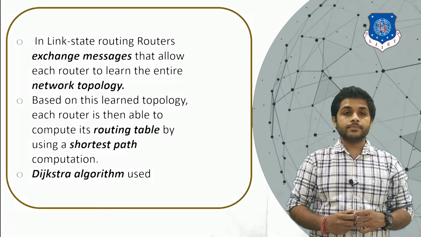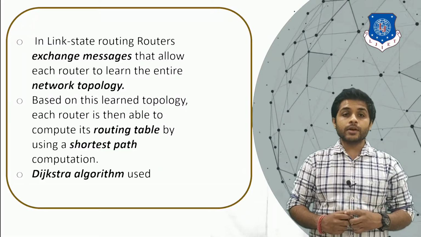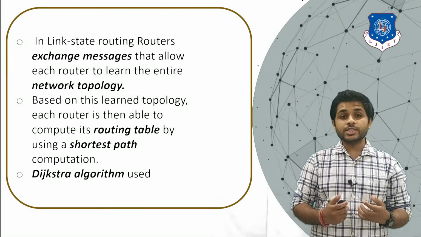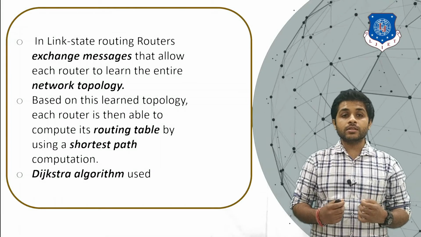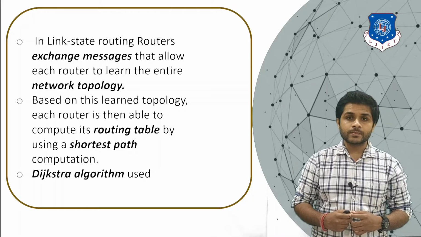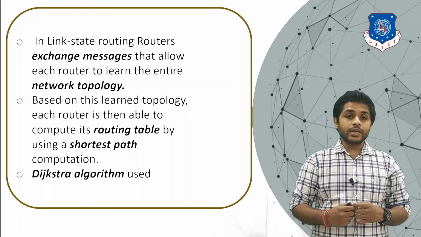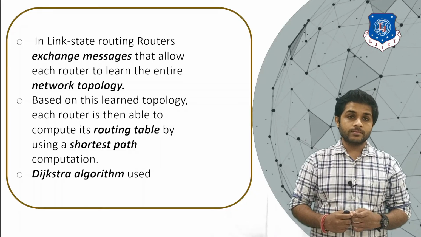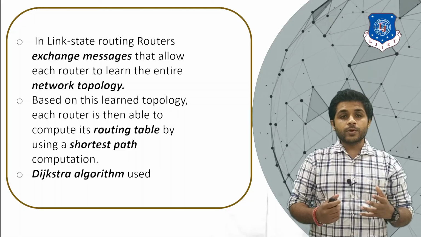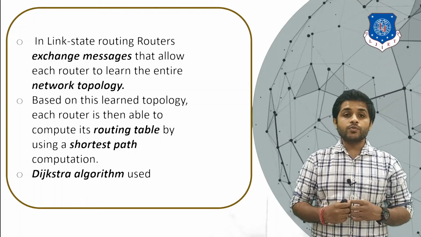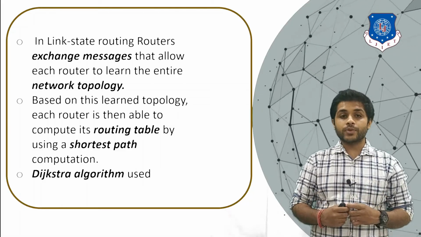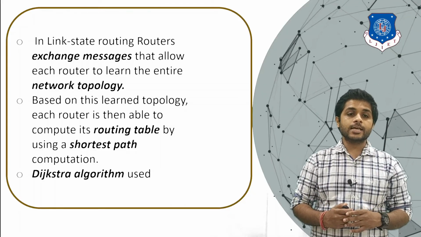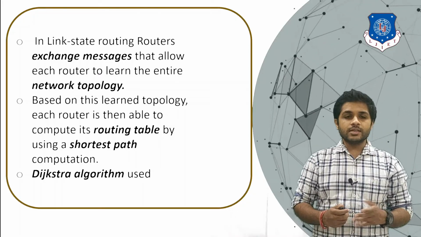So let us begin. In the link state routing, all the routers will exchange messages with each other so that they can learn the entire network topology. After that, they will create the shortest path tree using the Dijkstra's algorithm. So in the network, each and every router will create their own shortest path tree. And to create the shortest path tree, they will use the Dijkstra's algorithm. So let's see how it works.